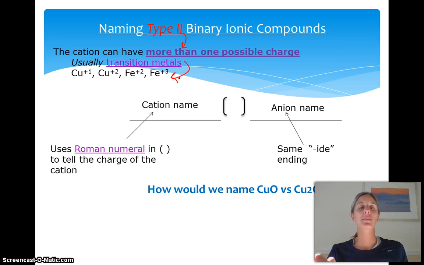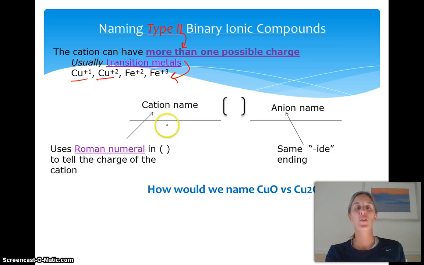So for example, sometimes copper is going to lose one electron to become a +1. Other times it's going to lose 2 electrons to become a +2. So all those transition metals, all those metals that sit in the middle of your periodic table, they can make more than one possible charge. So since they can make more than one charge, we have to name them just a little bit different.